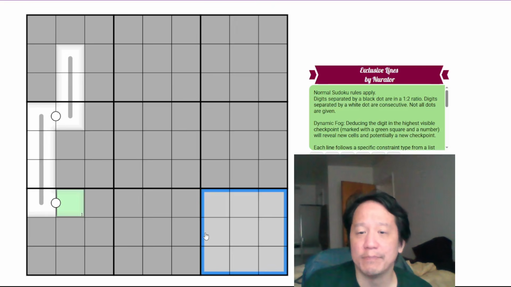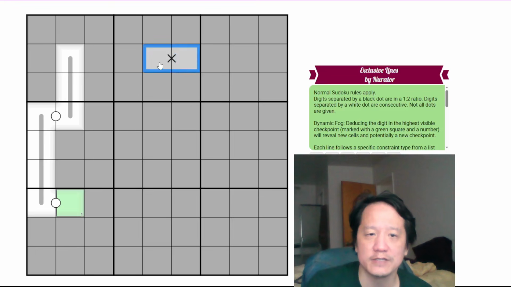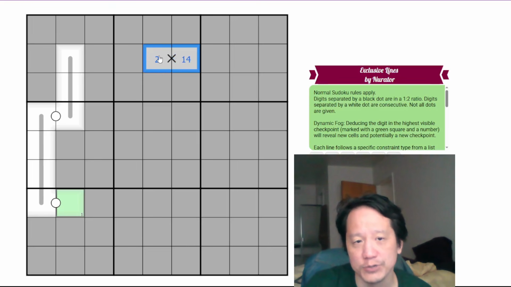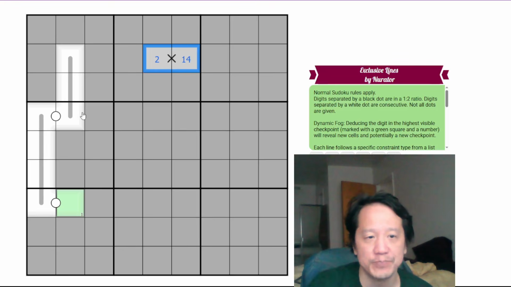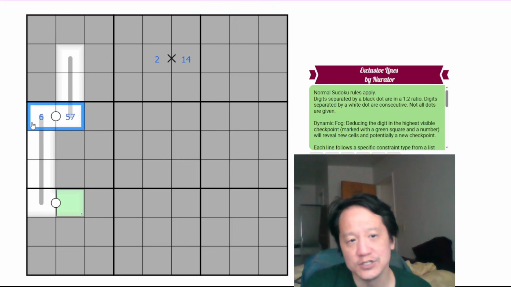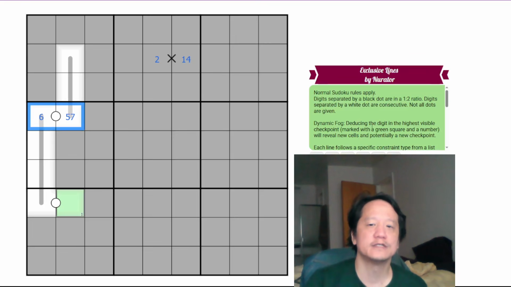Digits separated by a black dot are in a 1 to 2 ratio. Digits separated by a white dot are consecutive. Not all dots are given. As an example, imagine this X being a black dot, and this was a 2. This would have to be 1 or 4 to maintain the 1 to 2 ratio between them. And say this was a 6. If that were a 6, this would have to be 5 or 7, because these digits must be consecutive, because there's a white dot between them. And that's an example of how these dots work.